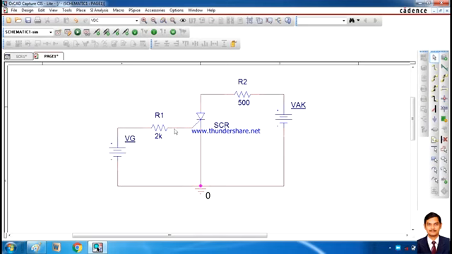To vary the IG, we have to apply a VG, which is called the gate voltage. The voltage we are applying at this terminal, anode to cathode, is VAK, and some resistance is used in between, here 500 ohms, and at the gate terminal I am using 2 kilo ohms. When I simulate this, let's see the VI characteristics of the SCR. Mainly we are going to focus on the forward characteristics rather than reverse, because in forward characteristics it acts as a silicon controlled rectifier. In reverse bias it just acts as a normal conventional diode.